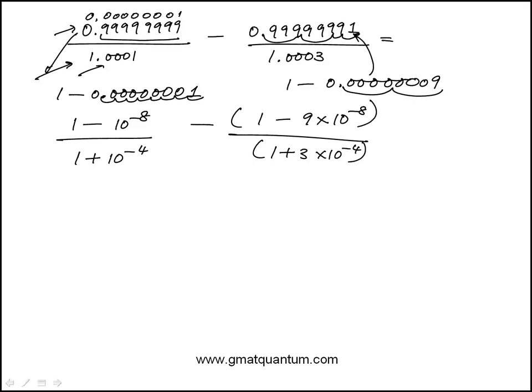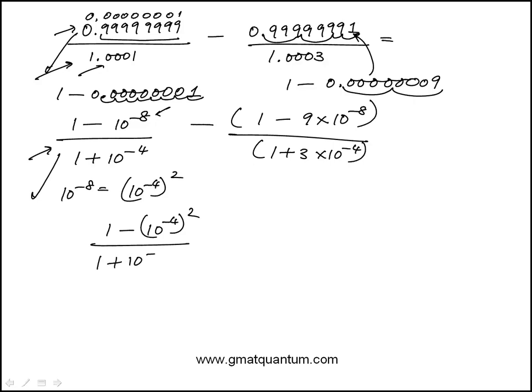So the key step in this problem is to notice that these are related to difference of squares. I originally hadn't seen it when I did it, and you'll see the second method is how I originally did it. It's a lot more tedious. And so the key step is this: 10 to the minus 8 is 10 to the minus 4 squared, which means that this is really 1 minus 10 to the minus 4 squared over 1 plus 10 to the minus 4. Essentially, it's 1 minus x squared over 1 plus x form.